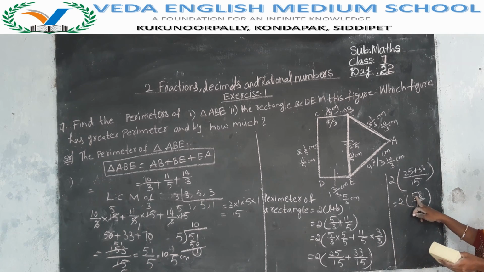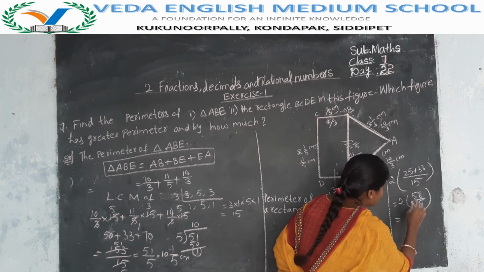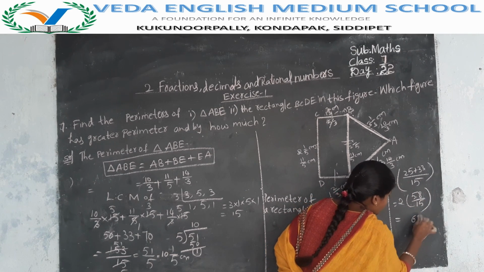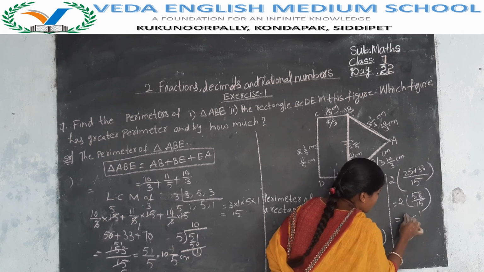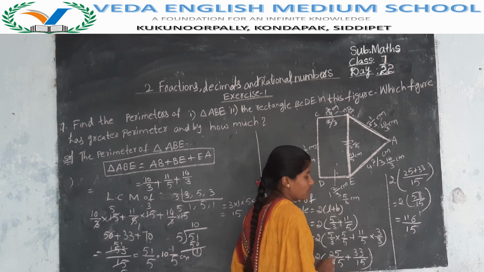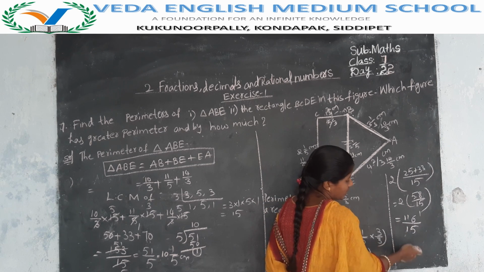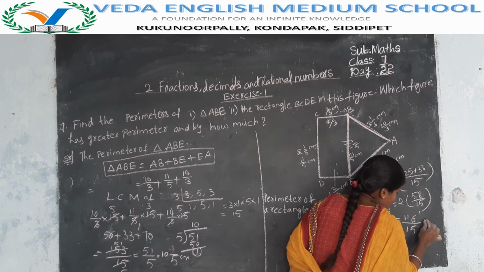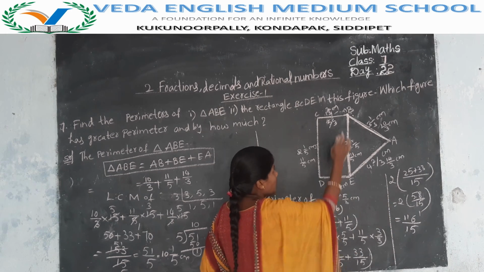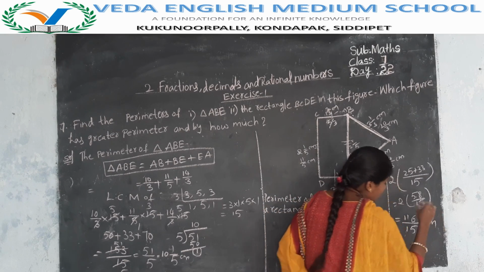Now this 2 belongs to this numerator. Multiply this 2 with the numerator. 58: 2 8s are 16, 1 becomes carry, 2 5s are 10, 10 plus 1 is 11, so 116 by 15. Is it possible to cut in the 3 table? Now check, 6 plus 1 is 7, 7 plus 1 is 8. Now 15, it is not possible to cut. So the perimeter of this rectangle BCDE is 116 by 15 centimeters.